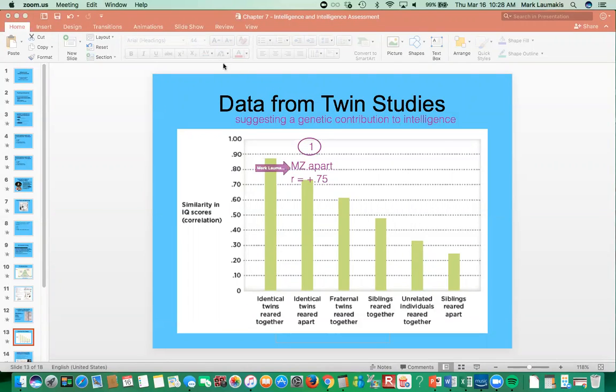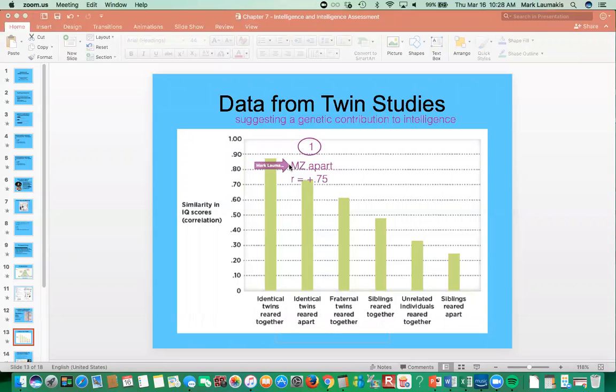They share all of their genes. That's why they're identical. They share none of their environment. That's because they're reared apart, okay? So genes really matter. Now, if this was a thing in terms of intelligence that was entirely genetically driven, what would that correlation coefficient be there for MZ apart? If intelligence was entirely genetically driven, the correlation between MZ twins would be what? Positive 1.0. So it leaves some wiggle room for nurture.